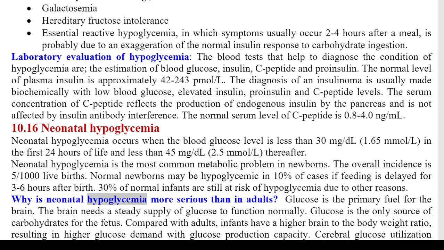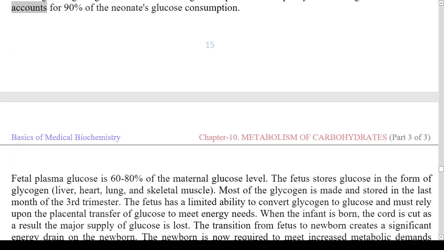Why is neonatal hypoglycemia more serious than in adults? Glucose is the primary fuel for the brain. The brain needs a steady supply of glucose to function normally. Glucose is the only source of carbohydrates for the fetus. Compared with adults, infants have a higher brain to body weight ratio, resulting in higher glucose demand with limited glucose production capacity. Cerebral glucose utilization accounts for 90% of the neonate's glucose consumption.